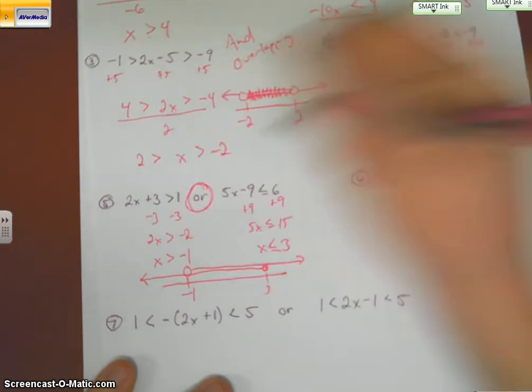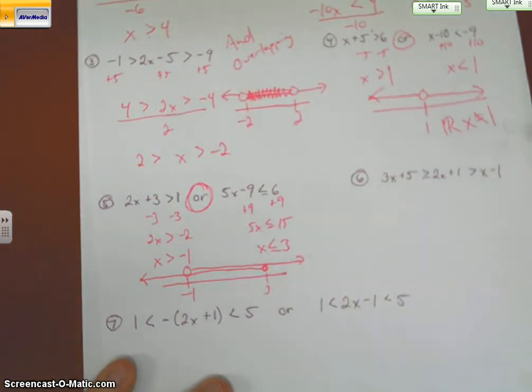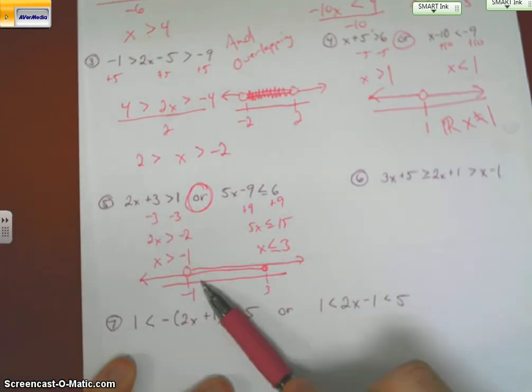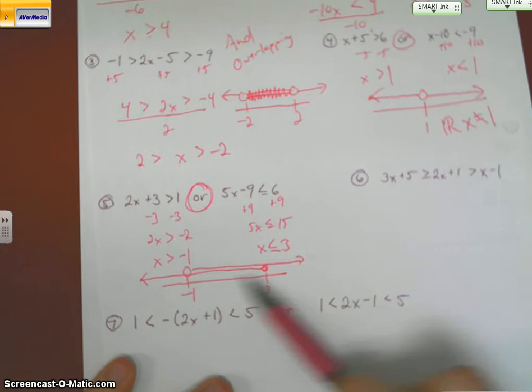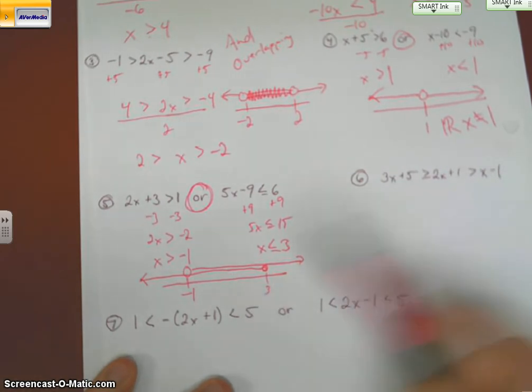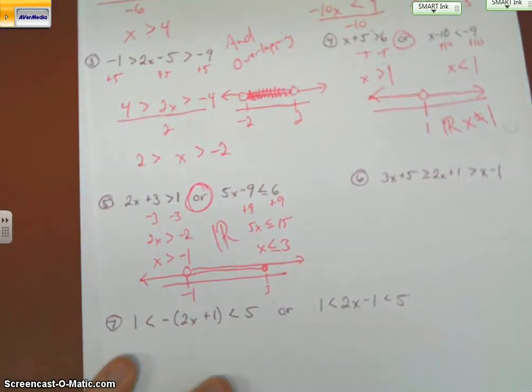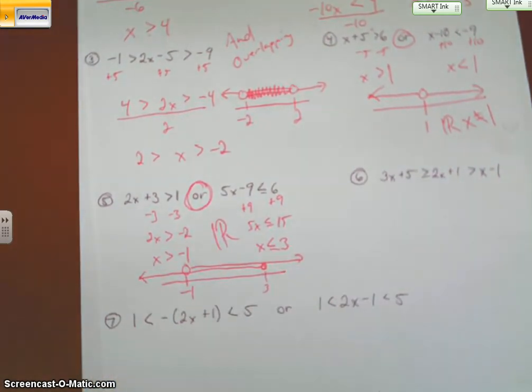Since it's an OR, we're just looking for where there is an answer. Well, there's an answer from 3 all the way down to negative infinity. There's an answer from negative 1 all the way to positive infinity. I couldn't care less about overlapping. All I need is one true statement. In this case, there's a true statement everywhere on the number line. Hence why it's all real numbers.